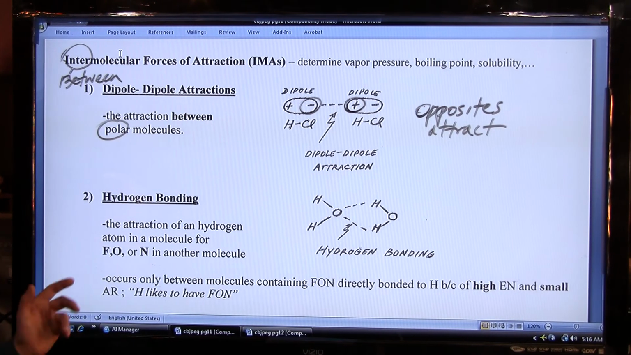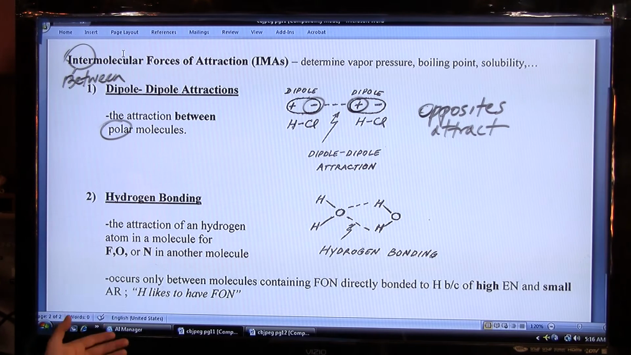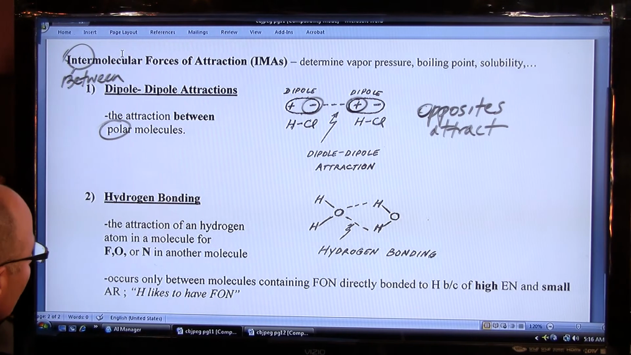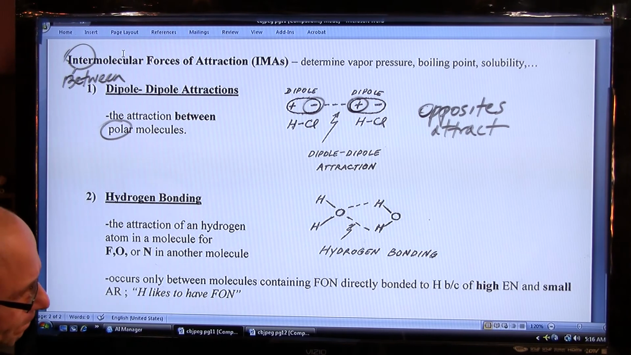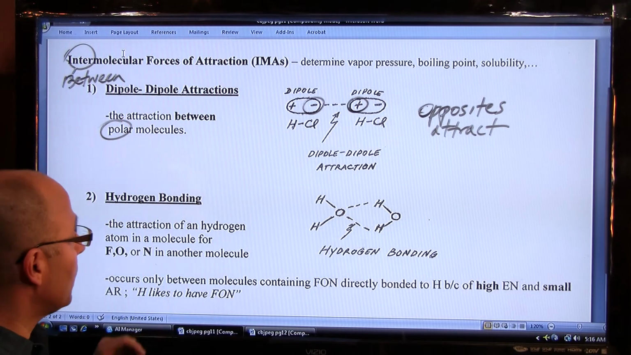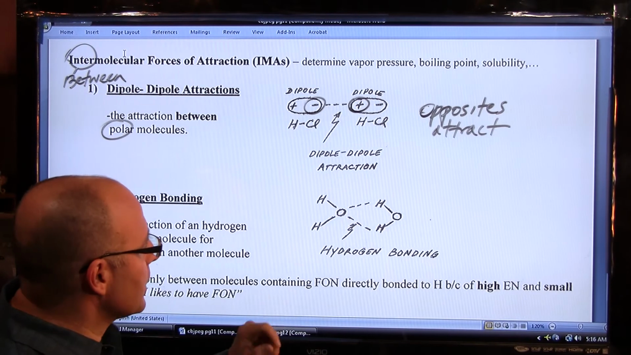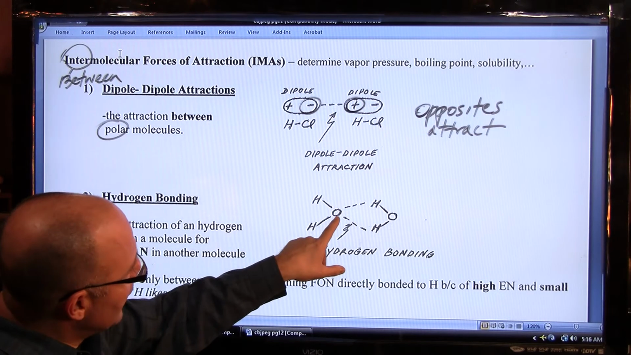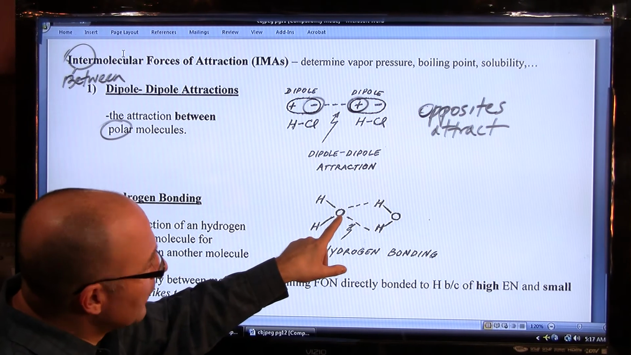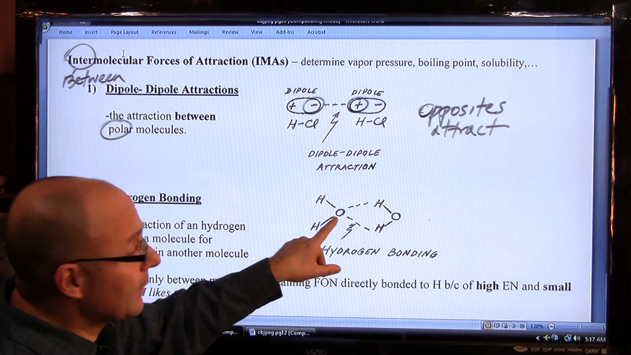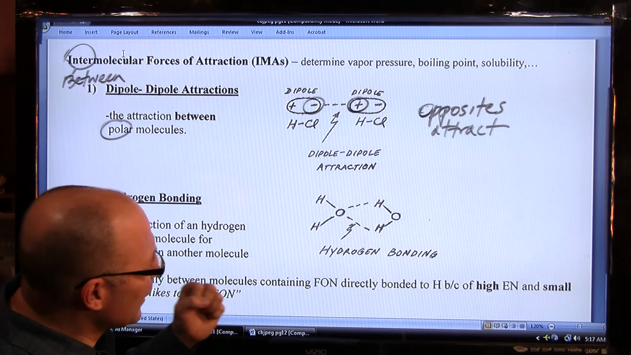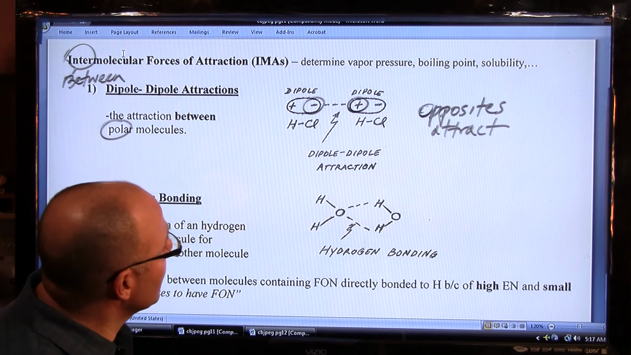Now the same kind of attraction exists also between water molecules, since water molecules are polar also. But in the case of water molecules, it's a much stronger dipole-dipole attraction, a super dipole-dipole attraction. The reason for that is 2 reasons. The oxygen in this case, if you recall, is one of the top 4 electronegativities. In fact, it's second to fluorine, so the oxygen is really pulling strongly on these electrons.